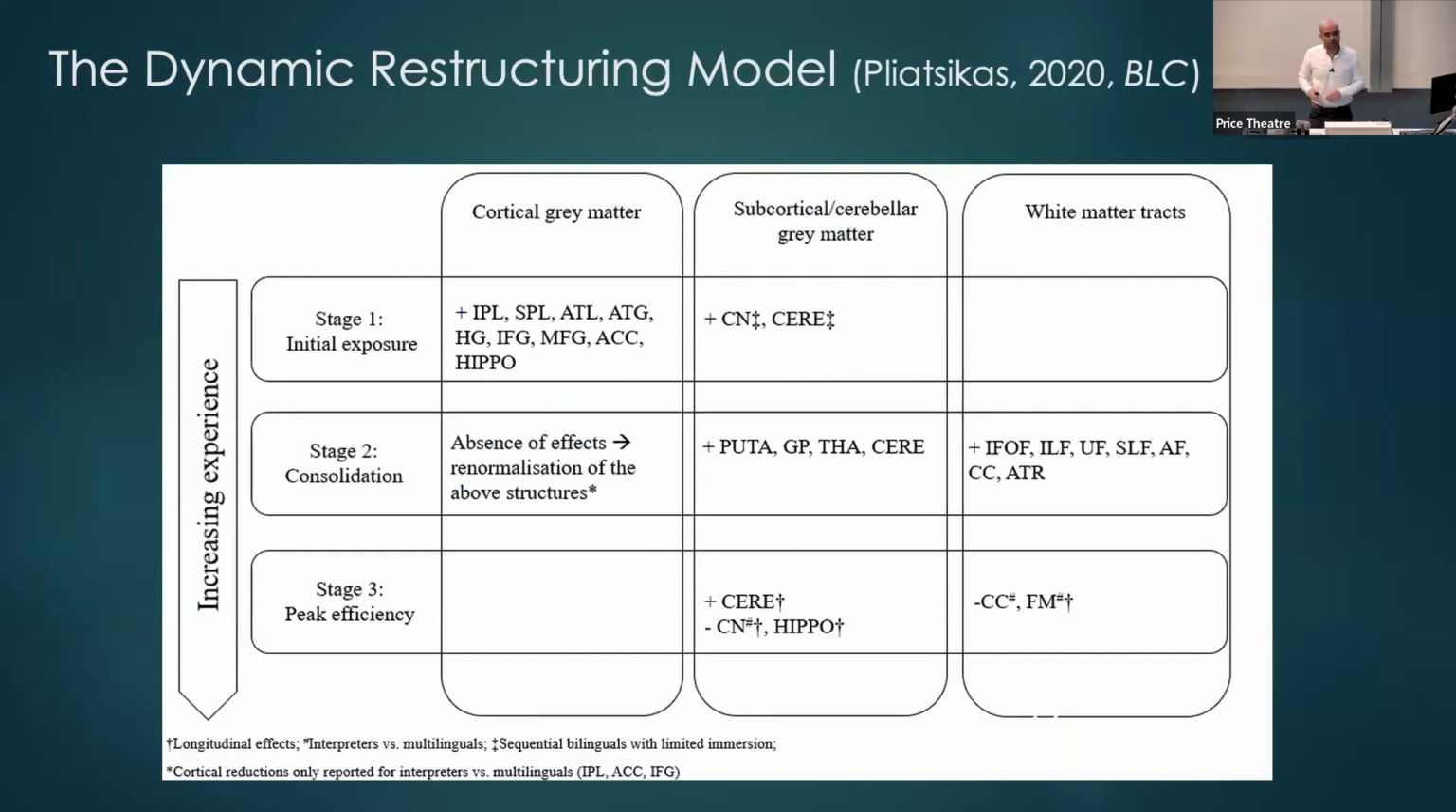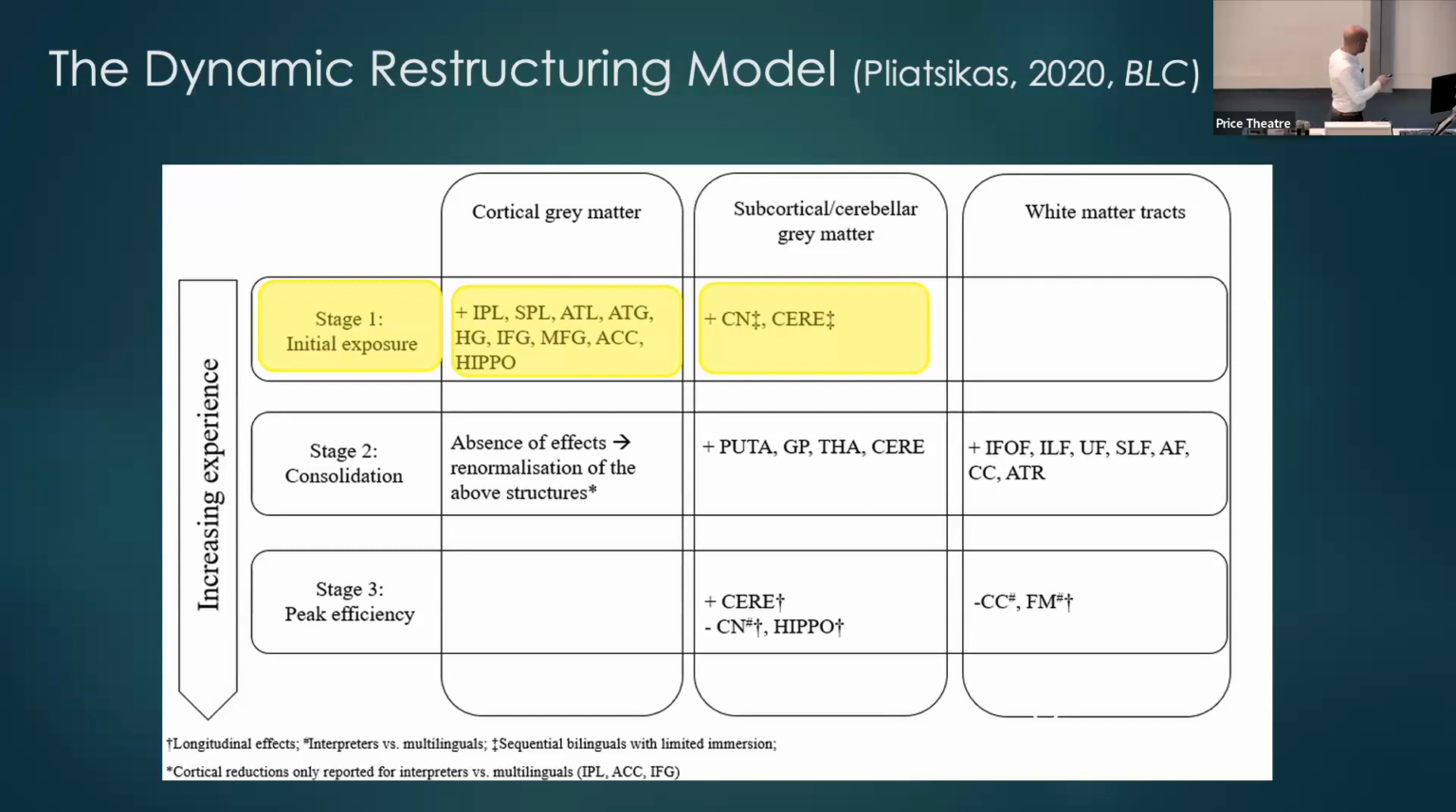in this paper, I suggest that we should view these effects through a prism of increased experience in being immersed in bilingual environments. And at a first stage, the initial exposure stage, when you first get this experience of switching between languages or even acquiring the language, you will find changes in cortical gray matter, in these parietal and frontal regions that are important for language and grammar acquisition. Some regions also do language control, like the ACC. And then slowly, you may start getting more effects in subcortical regions and the cerebellum, which are involved in language control and also grammatical acquisition.